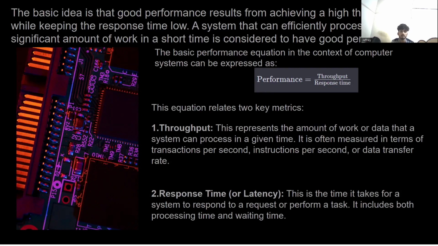Throughput represents the amount of work or data that a system can process in a given time. It is often measured in terms of transactions per second, instructions per second, or data transfer rate. Response time, or latency, is the time taken for a system to respond to a request or perform a task, which includes both processing time and waiting time.